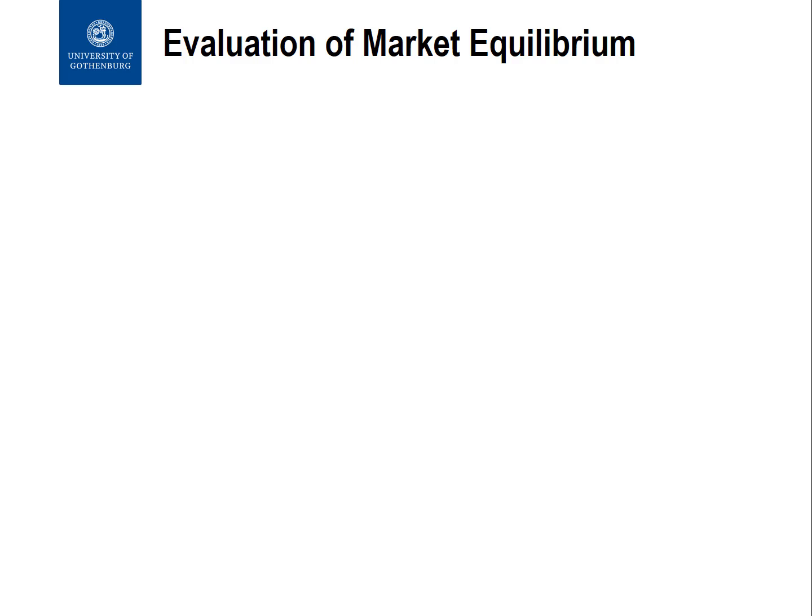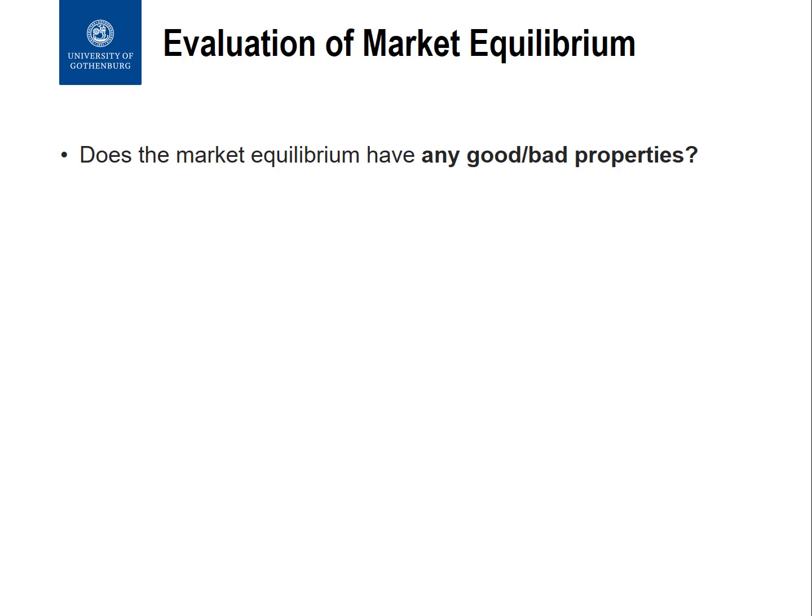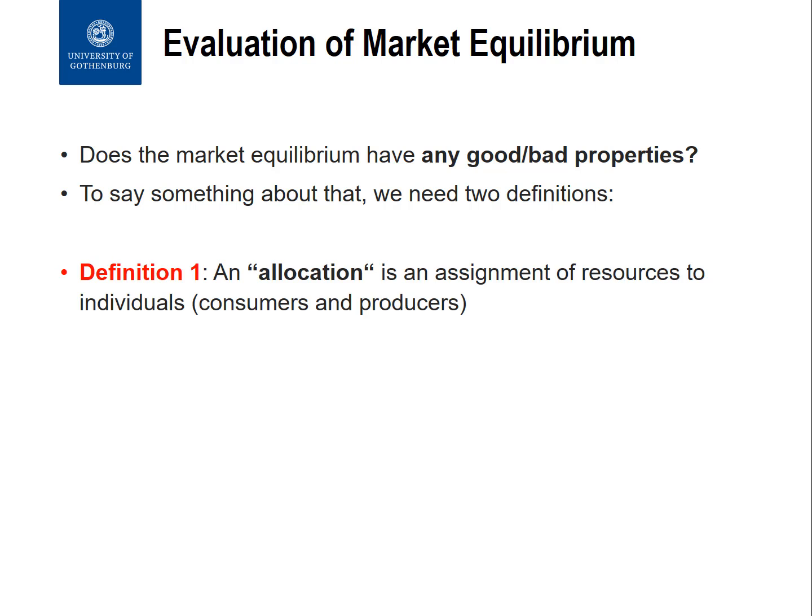So how can we evaluate the market equilibrium? Does the market equilibrium have any good or bad properties? For this, we need two definitions. The first definition is that an allocation is an assignment of resources to agents, consumers or producers, say an allocation of goods, for example.